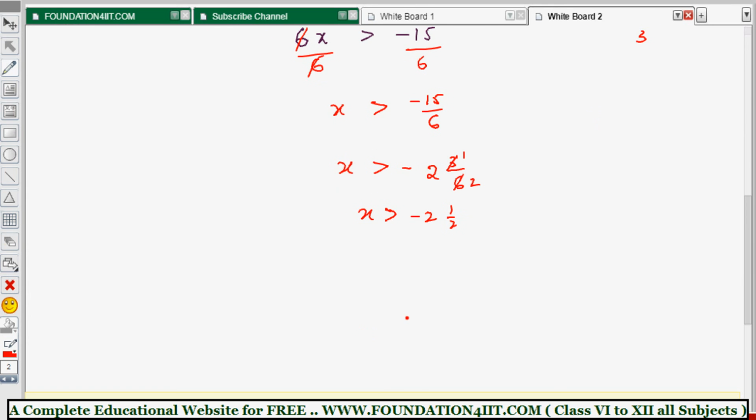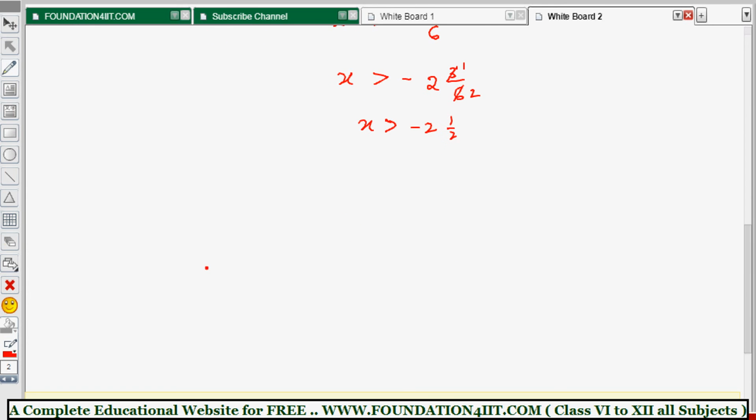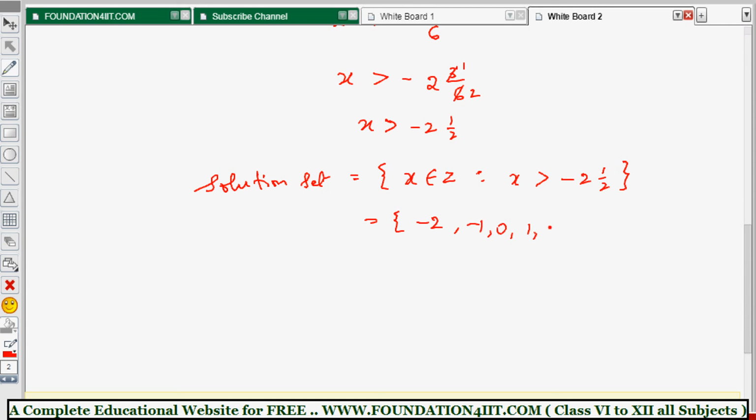So the solution set, now this is the value of x. We can write it like this: x belongs to integers, because x is greater than minus 2, up to infinity. So x is greater than minus 2. This is in set builder form, and when you write it in roster form: minus 2, minus 1, 0, 1, 2 and so on, to infinity, because x is greater than negative 2.